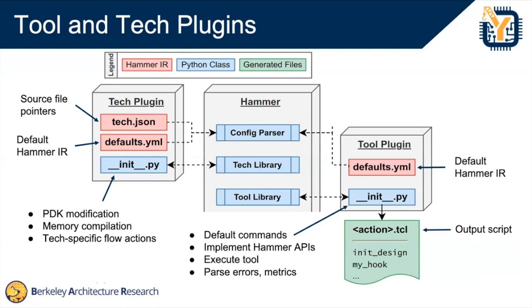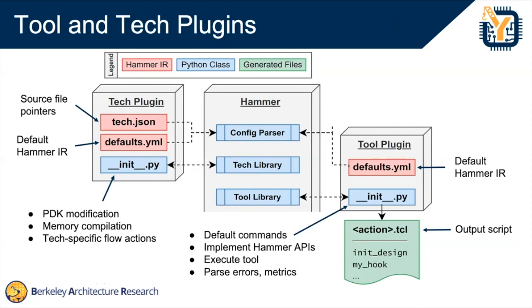And then to actually interface with it, you have the tool plugin on the right. Tool plugins work similarly to technology ones. They have default settings that you specify in your defaults.yaml. And then your init.py is what actually constructs a Tcl file for a given setting. So given the settings from the technology plugin and the settings from a tool plugin, the init.py will construct a Tcl script such that it generates what your intent was. So this is where you specify all the default commands, how you implement the different Hammer APIs, execute the tool, and parse the errors and look at the metrics.